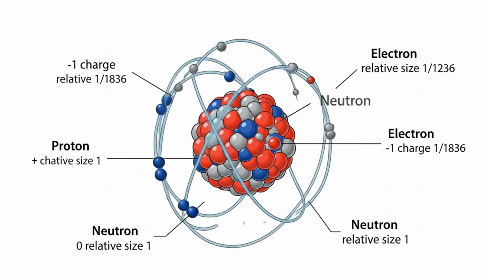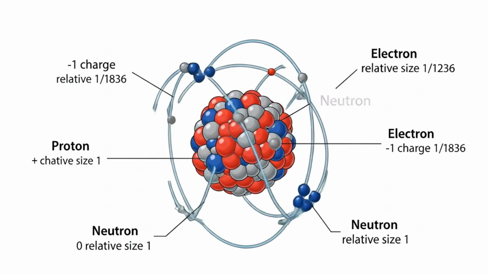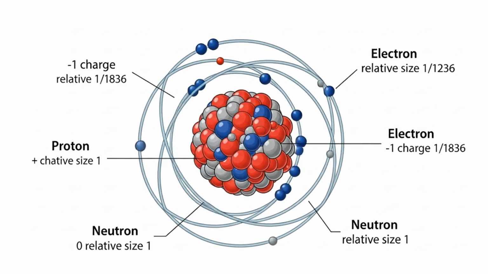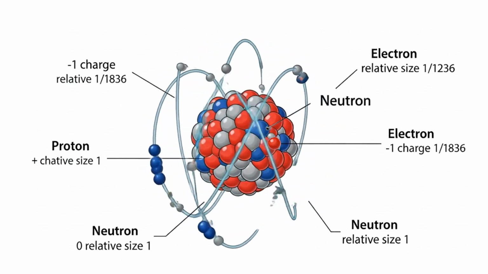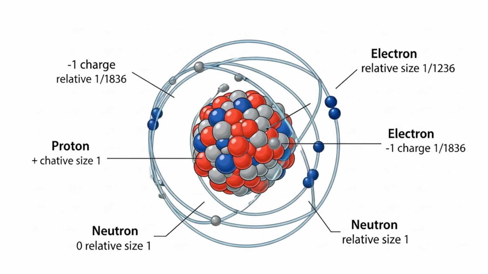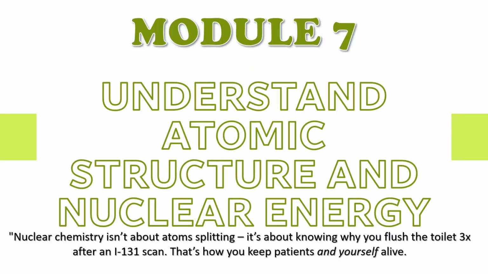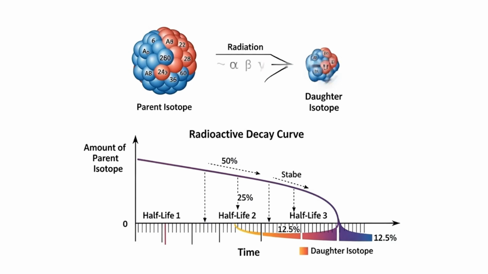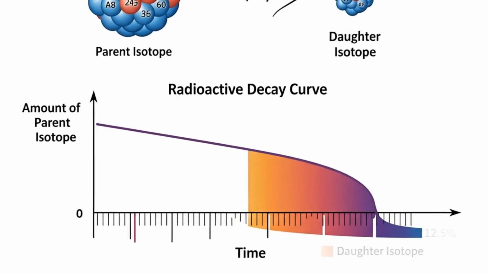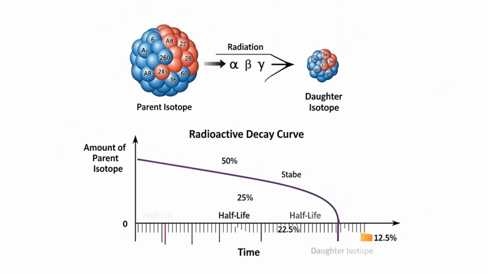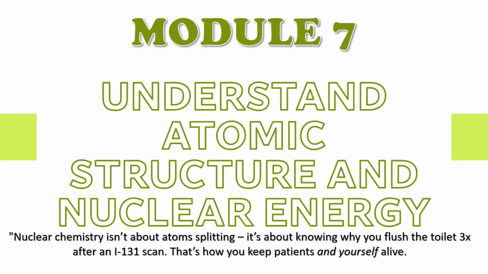In NUS 111 Applied Chemistry, Module 6, we discussed the classification of structures of organic and inorganic compounds and their impact on nursing science. Here in Module 7, we understand atomic structures and nuclear energy. Take note of this. Nuclear chemistry is not about atoms splitting. It's about knowing why you flush the toilet 3 times after an iodine 131 scan. That's how you keep patients and yourself alive.